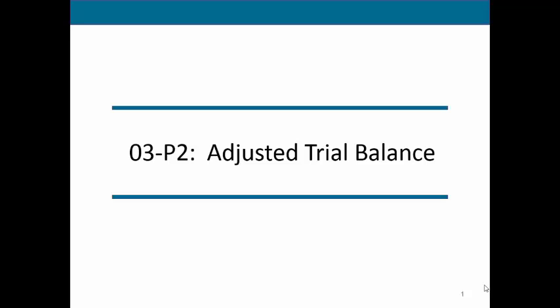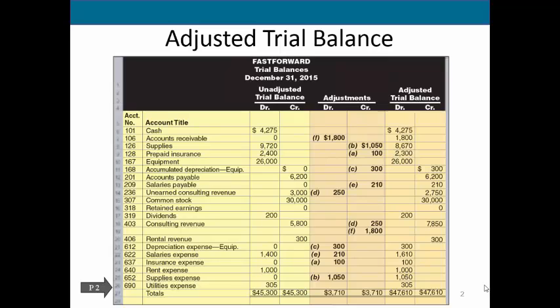We can create now the adjusted trial balance. And the adjusted trial balance is simply another version of your trial balance, but it's just the version that is updated for your end of the period adjustments. So what you can see here, you can do this in an Excel document or any type of spreadsheet software. But what we have here is our unadjusted trial balance.